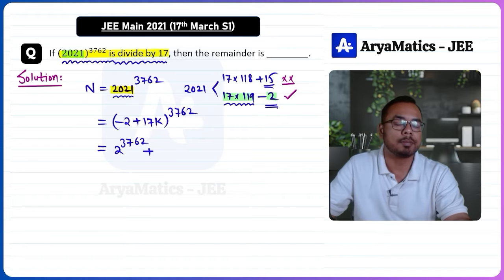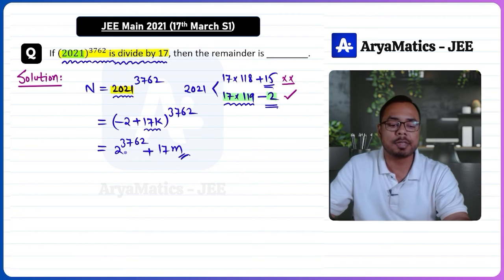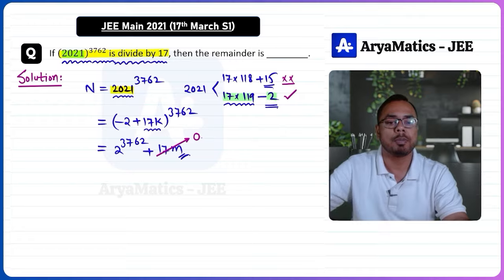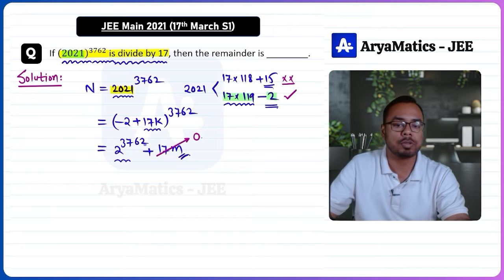And after that, only the first term will not contain 17. In the second term, we'll have 17k. The next term will be 17k square and so on. So all of those numbers are multiples of 17. Only the first term is not a multiple of 17. After that, all the subsequent terms are multiples of 17, and when you divide them by 17, the remainder will be 0. So now basically we have to focus on this number, 2 raised to 3762.